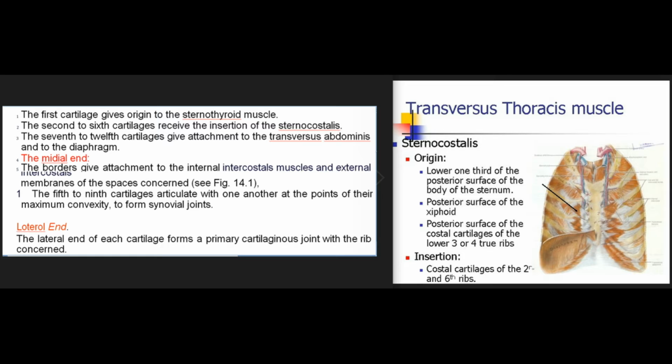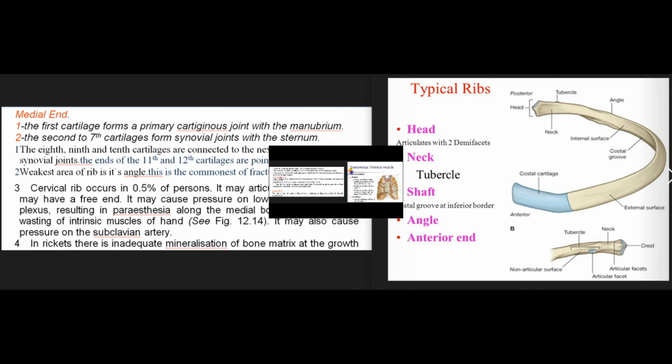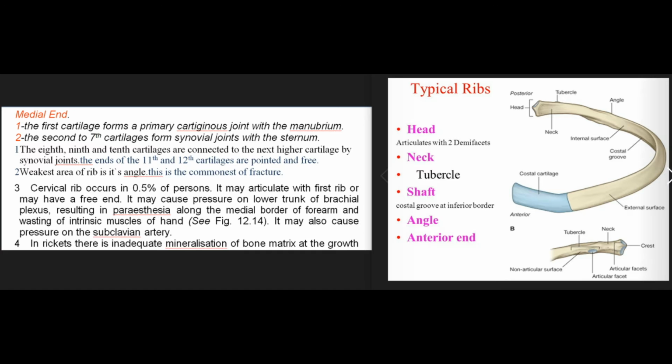The fifth to ninth cartilages articulate with one another at the points of their maximum convexity, to form synovial joints. Lateral end. The lateral end of each cartilage forms a primary cartilaginous joint with the rib concerned. Medial end. 1. The first cartilage forms a primary cartilaginous joint with the manubrium. 2. The second to seventh cartilages form synovial joints with the sternum.